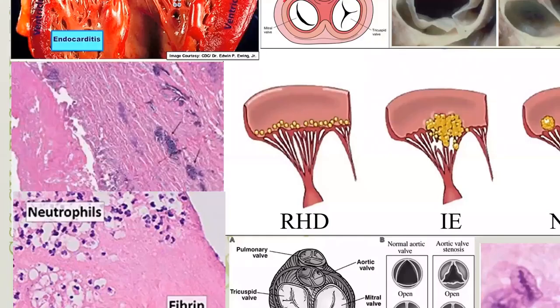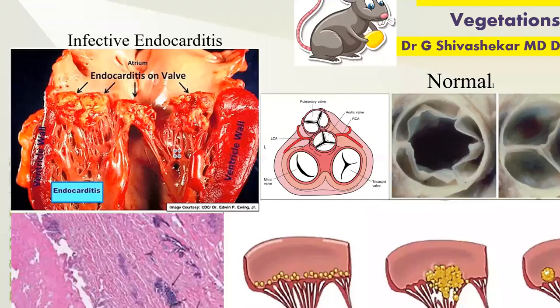After having completed the rheumatic heart disease, I am going to infective endocarditis. Infective endocarditis, it is not only bacterial. It can be bacterial, viral, fungal, etc. So it is called infective. Earlier it was called bacterial endocarditis. I will not go into the theory, but look at this one.